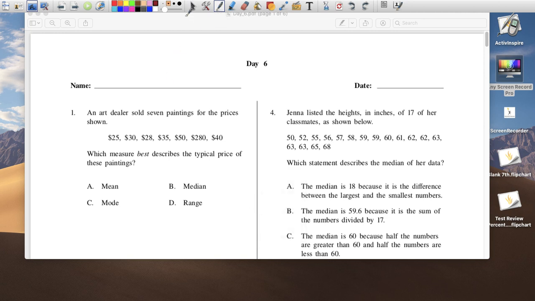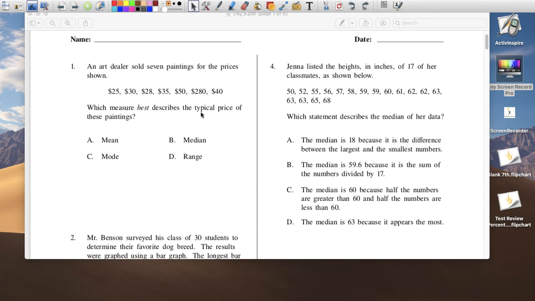An art dealer, you might need a calculator for this. Just make sure you have one handy. An art dealer sold 7 paintings for the prices shown. Which measure best describes the typical price of the paintings? So, obviously, if we're talking about that, this is gone.